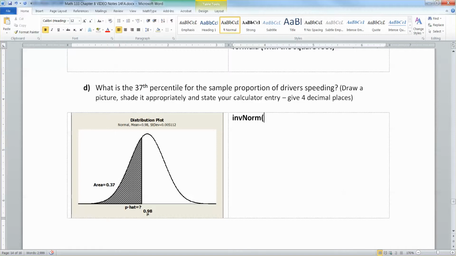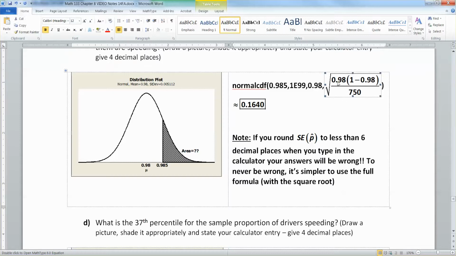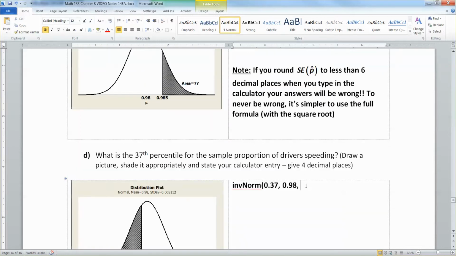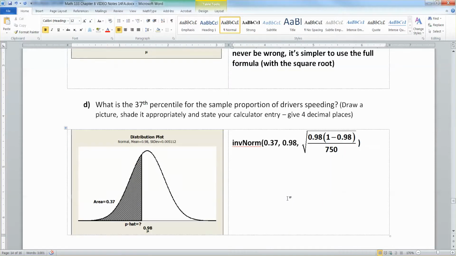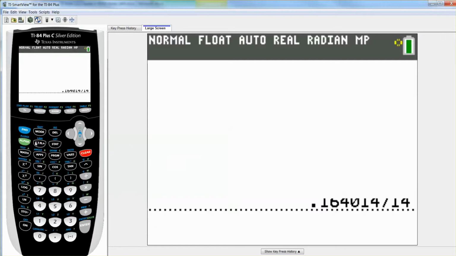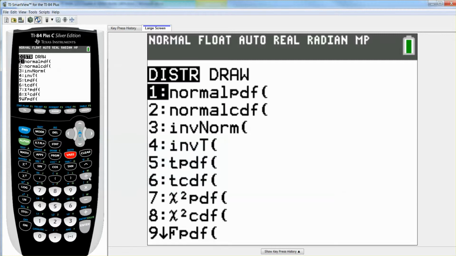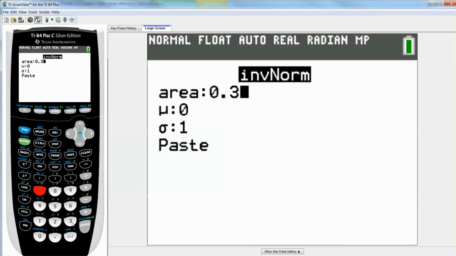All right, so inverse norm, 0.37, and then 0.98 was my middle term, my mean, the center, and then my standard error, not standard deviation, but standard error, is that big square root. And again, it's a little bit more accurate to use the big square root than it is to use rounding, although if you round to 6 decimal places, you'll be close enough. So let me clear all this out. Second distribution, number 3 now, inverse norm, 0.37, 0.98, and I'm going to use the big square root because I like it. 0.98 times 0.02 divided by 750.